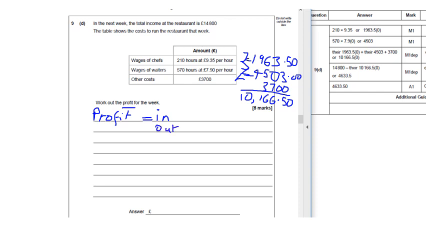So we've got this number here, 14,800 minus 10,166.5. Even though I'm going to do this sum on a calculator, I'd still write it like that because I can logically see if the answer my calculator tells me is right. I'm going to try a green pen.